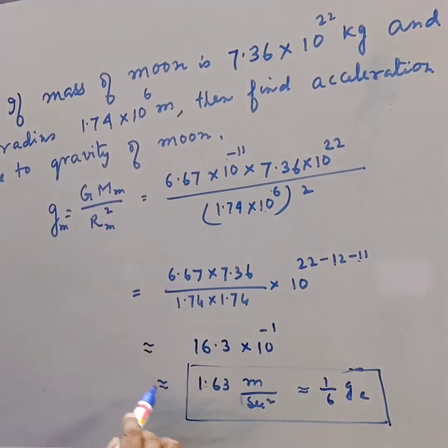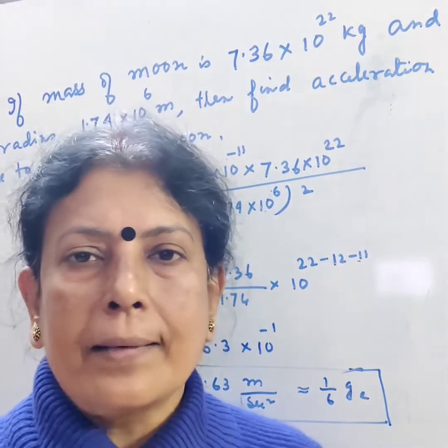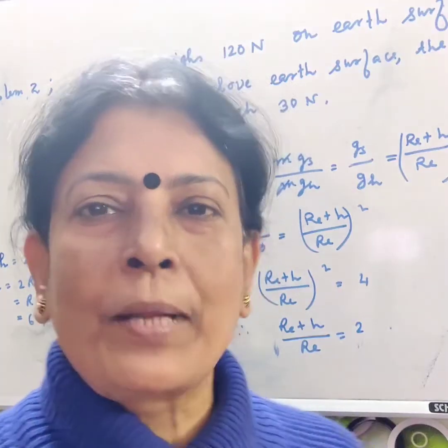So acceleration due to gravity of the Moon is 1.63 meter per second square, which is approximately equal to 1/6 of the acceleration due to gravity of Earth. Am I clear? Now problem 2.